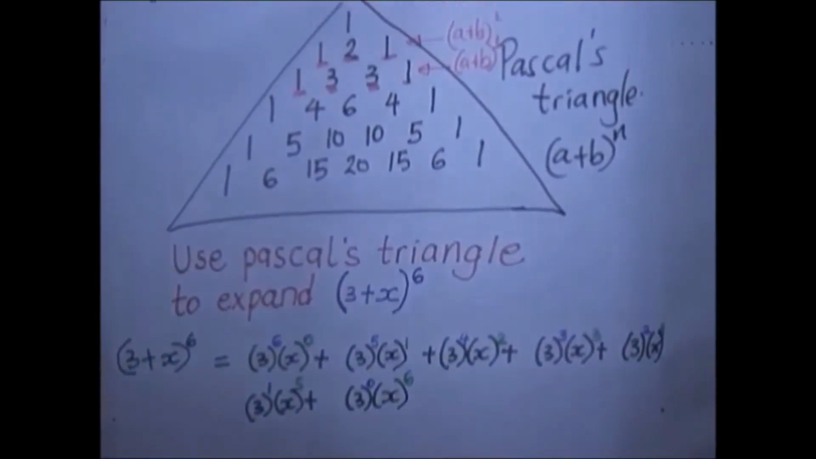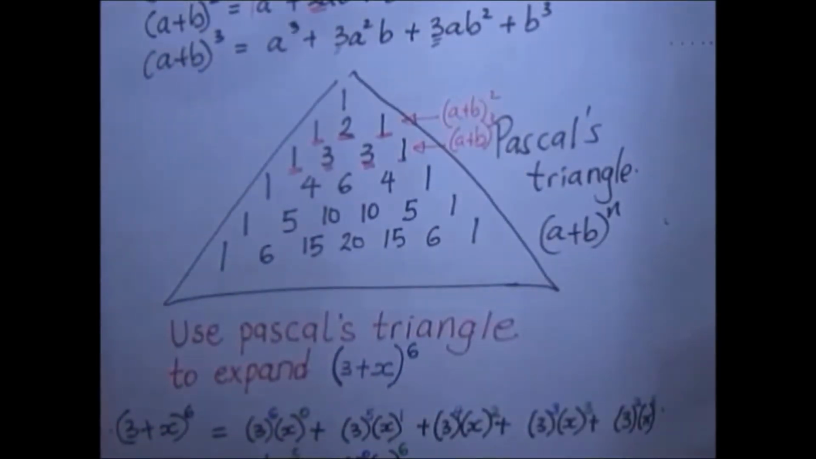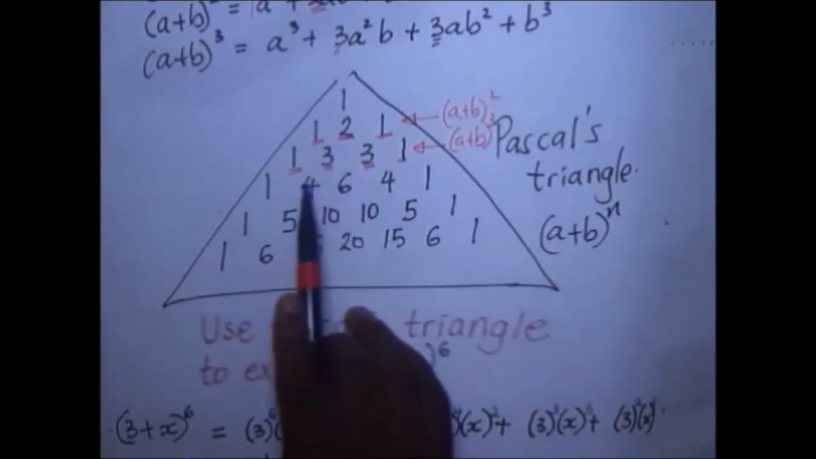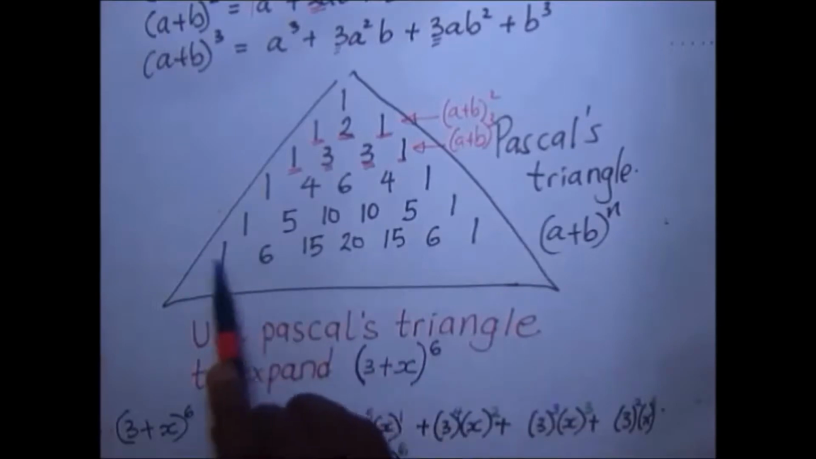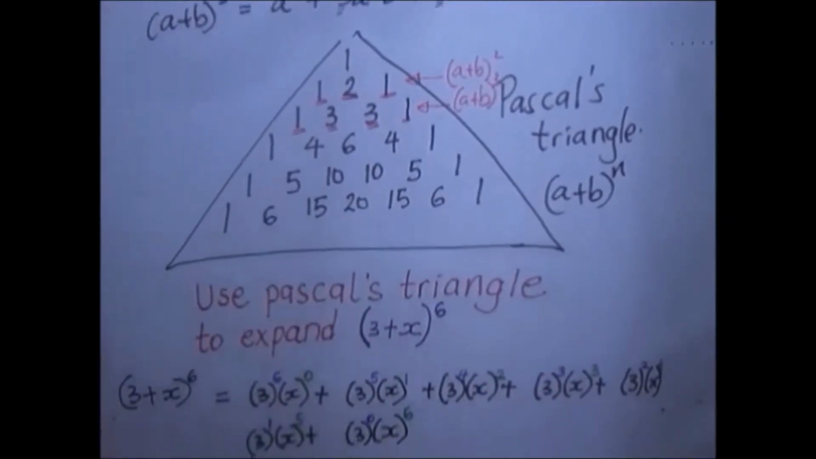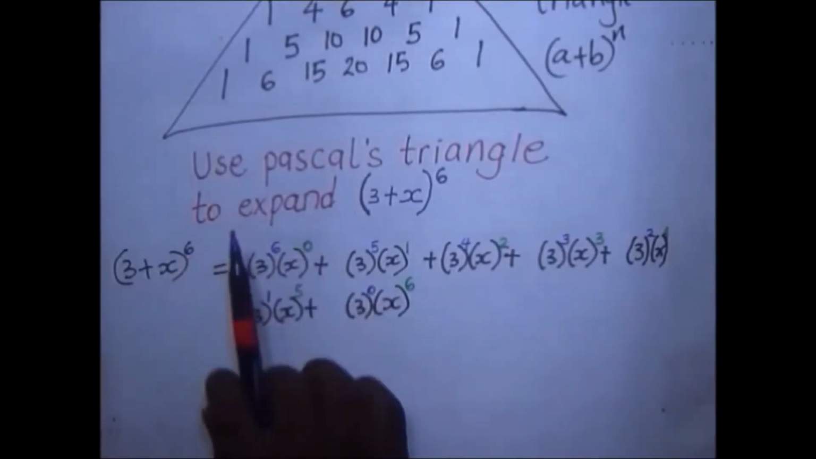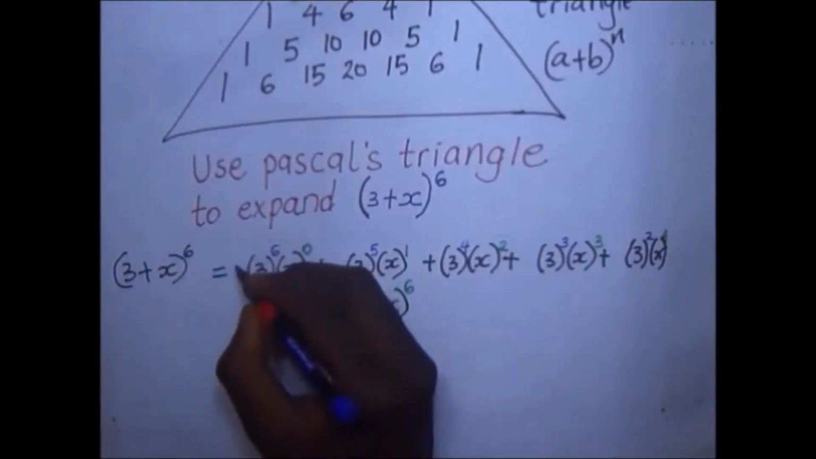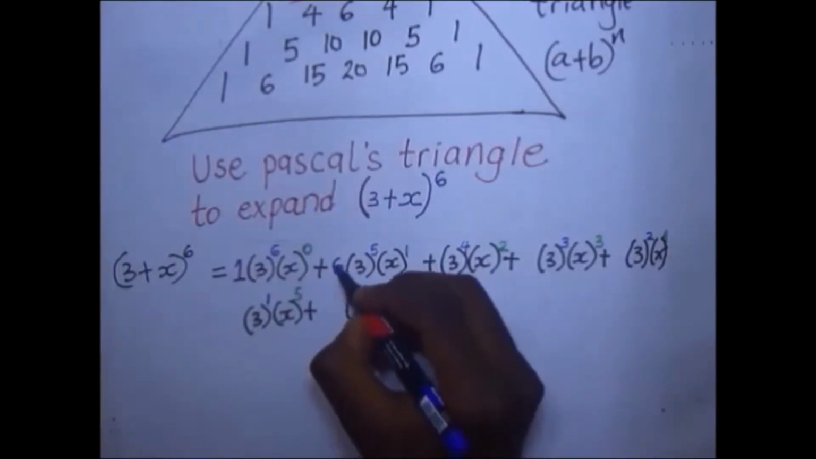Looking at our Pascal's triangle, this is a plus b to the power 2. This is to the power 3. This is to the power 4, to the power 5. So this is the line we are going to look at, to the power 6. So the first coefficient here is 1. The next one is 6.